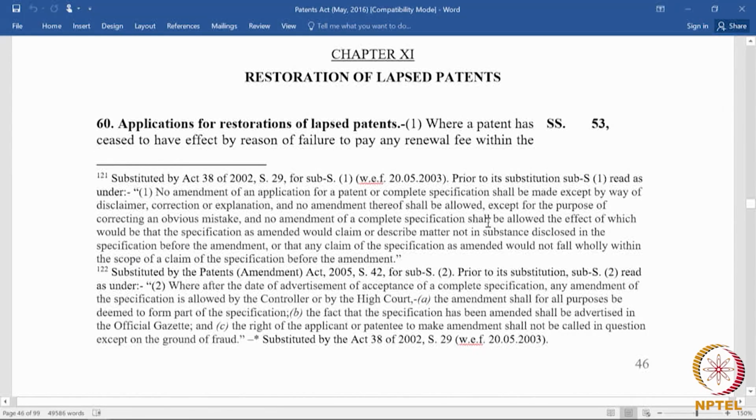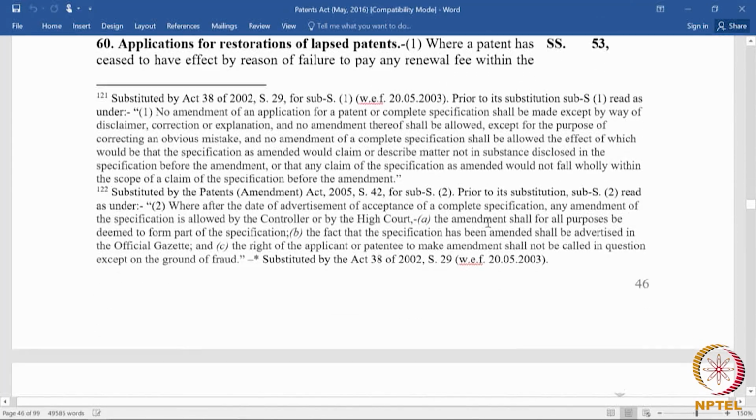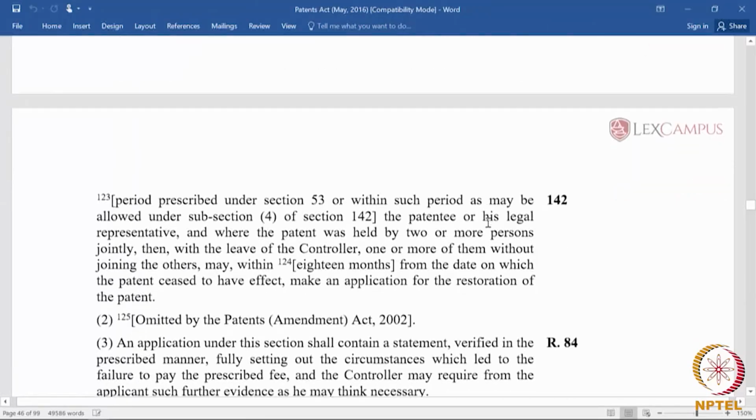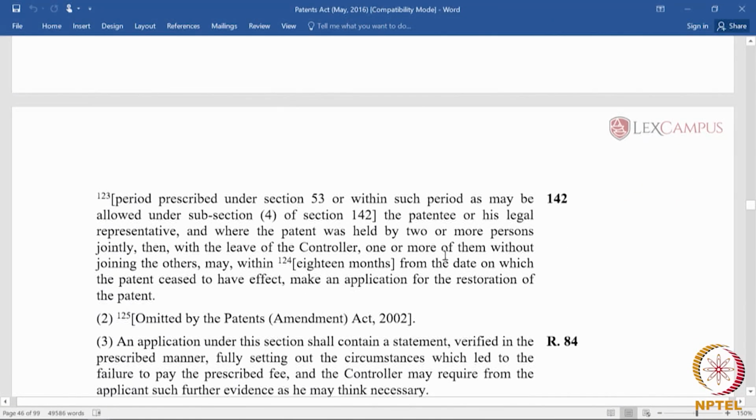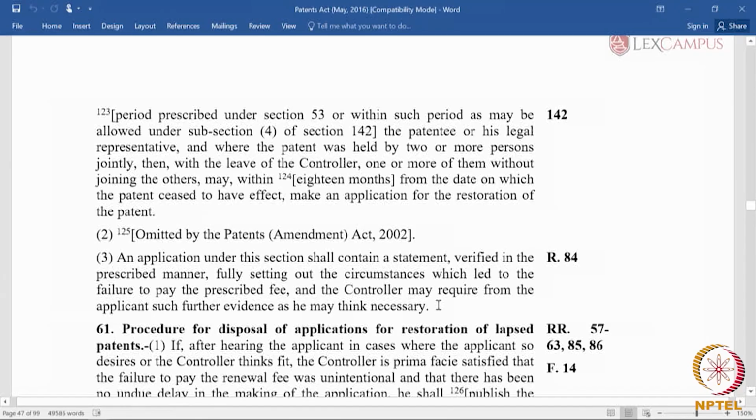Where a patent has ceased to have effect by reason of a failure to pay the renewal fee within the period prescribed, the patentee or his legal representative, and where the patent is held by two or more people, with the leave of the controller, one or more of them without joining with others, may within 18 months from the date of the patent ceasing to have effect make an application for restoration. So, the restoration application has to be made within 18 months from the date on which the patent ceased.